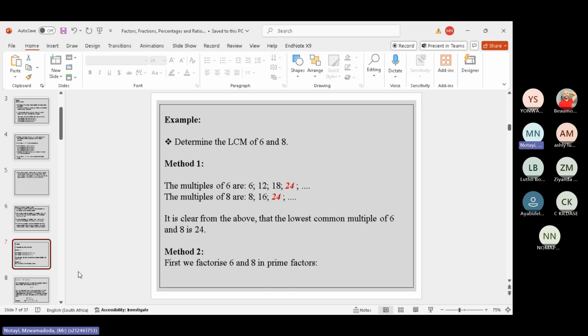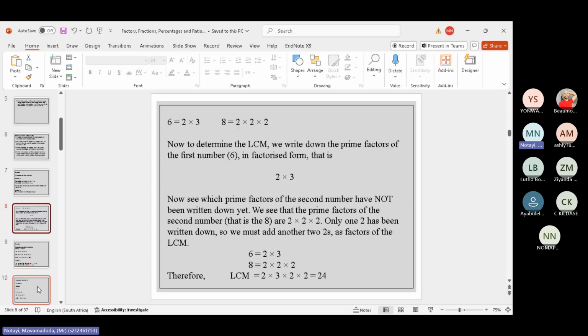So let's look at the second method. First, we factorize 6 and 8 into their prime factors. We have to write them in their prime factors. Let's have a look. 6 written in its prime factors will be 2 multiplied by 3. And then 8 written in its prime factors is 2 multiplied by 2 multiplied by 2.